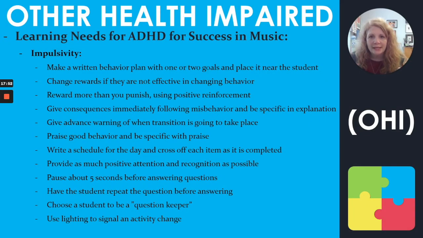Okay, moving on. Impulsivity. Make a written plan with one or two goals and place it near the student. Change rewards if they are not effective in changing behavior. Sometimes kids have to be rewarded. I wish they would internally just do the right thing, but it doesn't always happen. Reward more than you punish using positive reinforcement.